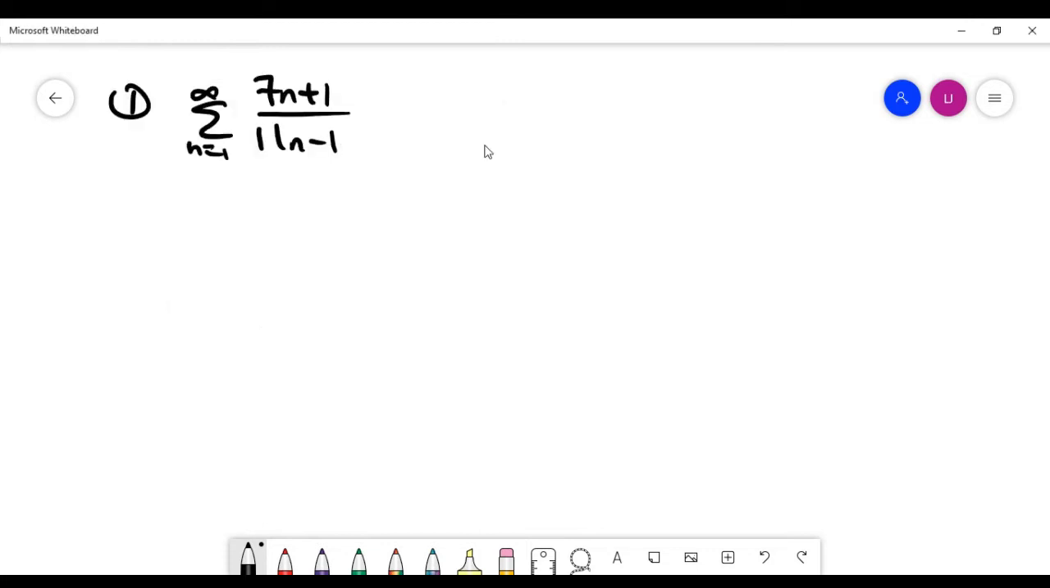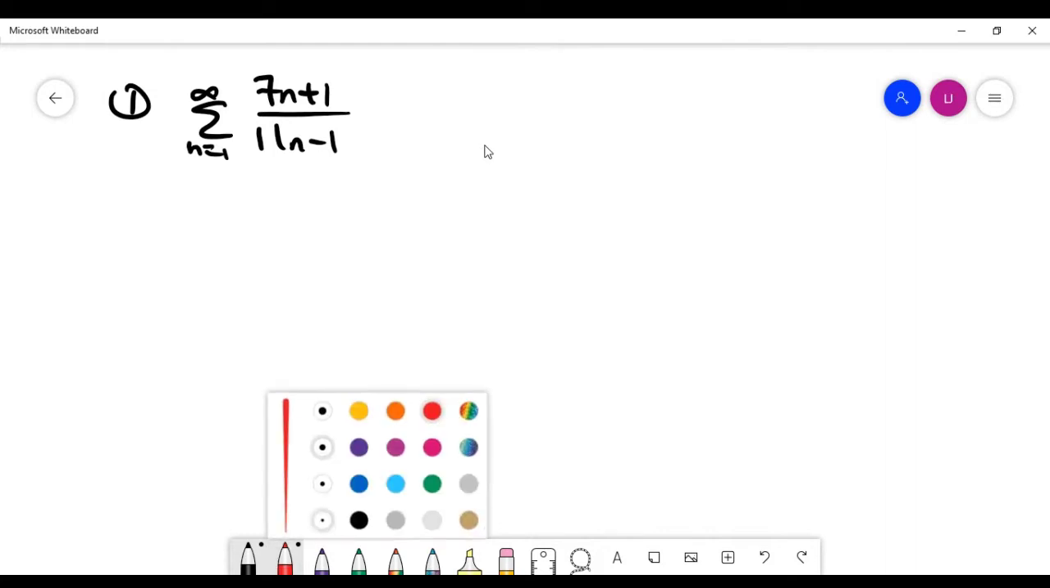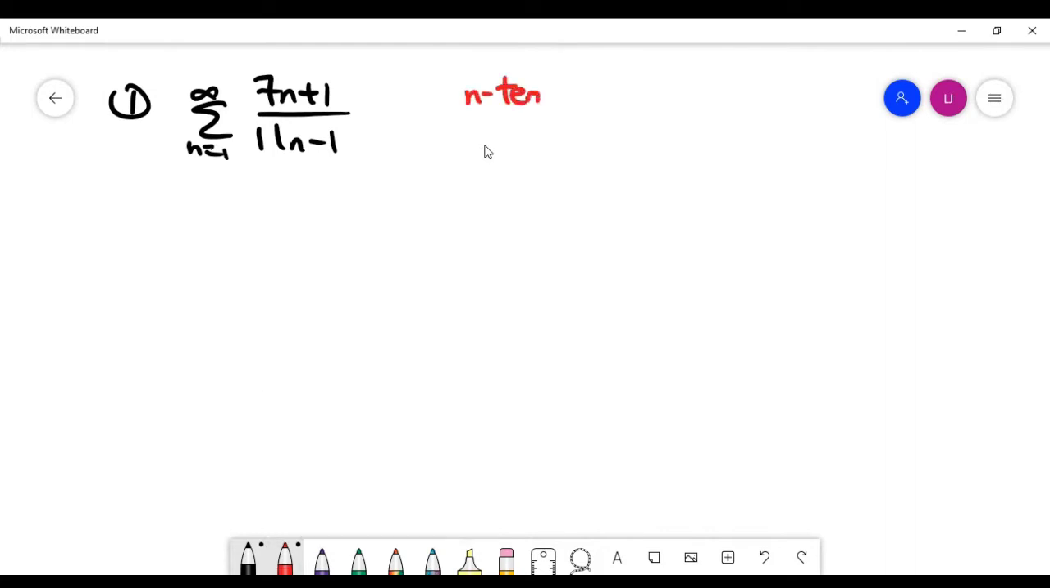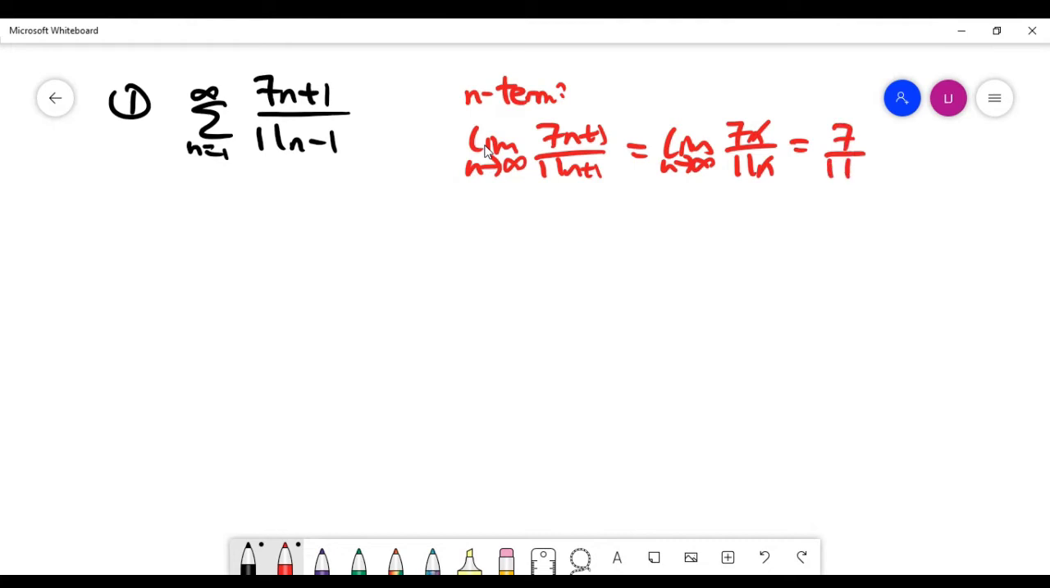So for the first problem, the best test that we can use is actually the n-th term divergence test, because you can just simply take the limit of the term you have. Because we are taking the limit as n goes to infinity, we can just keep the highest power term, and the n can be cancelled as a common factor, which means the limit is actually 7 over 11. And the criterion for the n-th term test is that whenever the limit is non-zero, we understand that the infinite series is actually divergent.